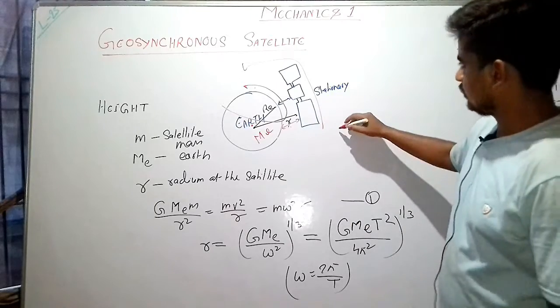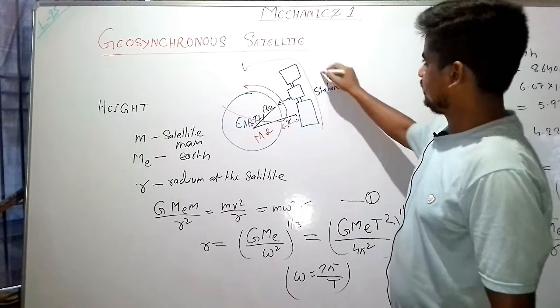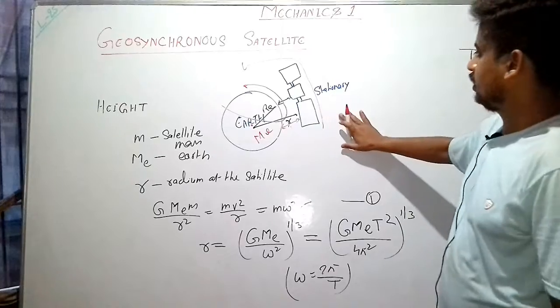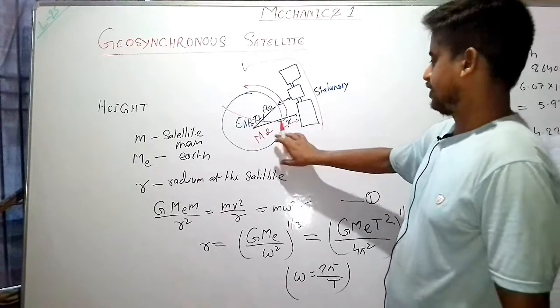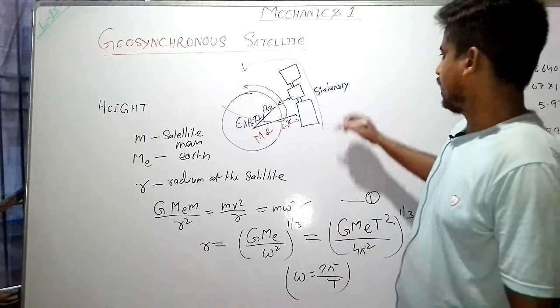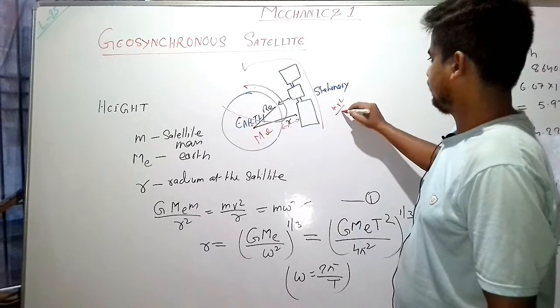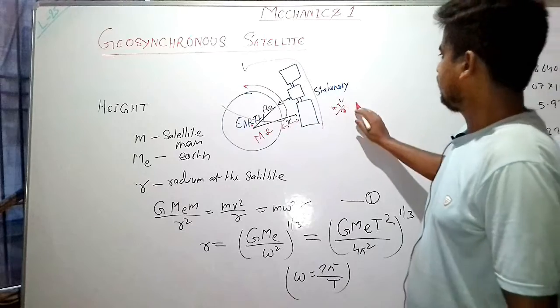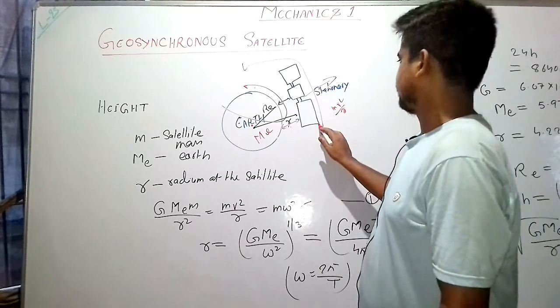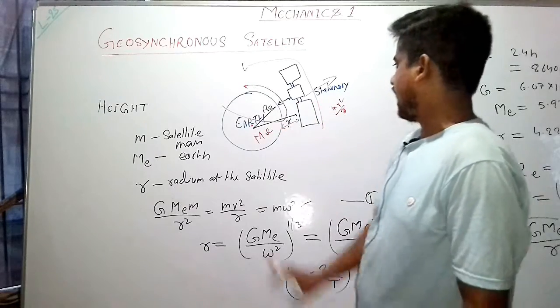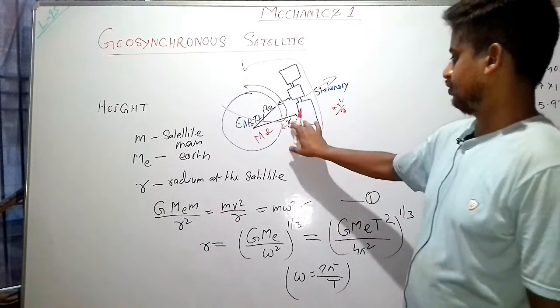Now we know that it is revolving with respect to the Earth frame. So mv squared by r, there will be a centripetal force, and this will be balanced by the gravitational attraction between these two.